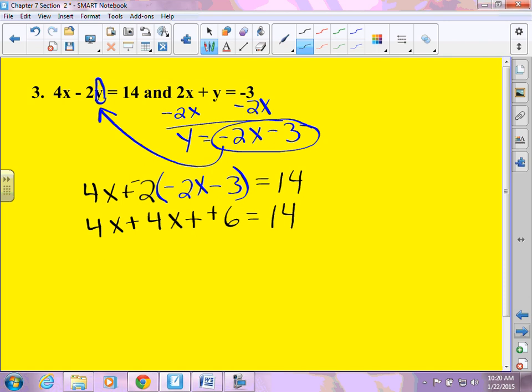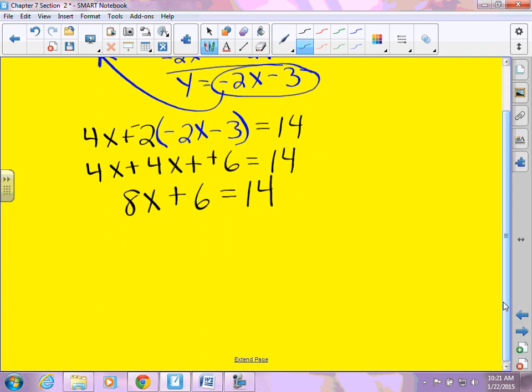All right, now what would be my next step? Combine like terms. So I've got 8x plus 6 equals 14. What's my next move? Subtract 6. 8x equals 8. Now what? Divide by 8. X equals 1. I'm done, right? All done. My work's done. I need to find y. Excellent. So what do I do?